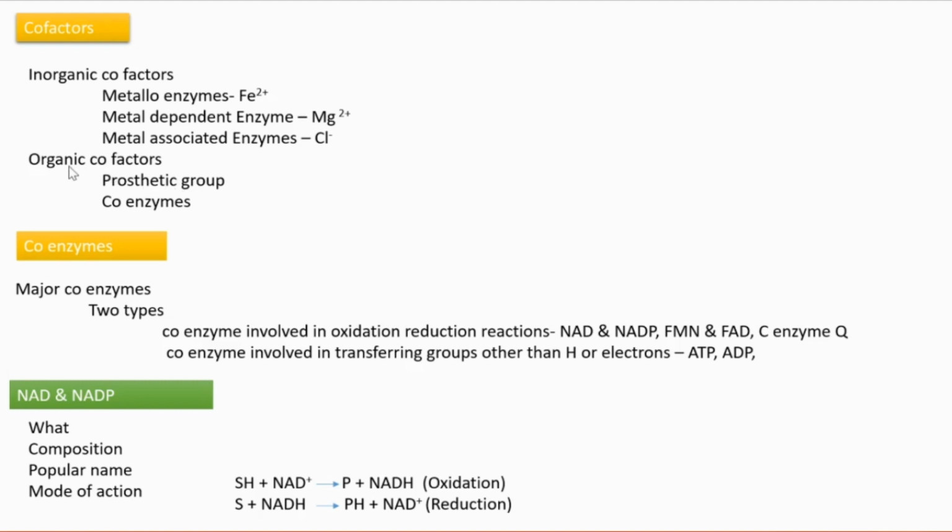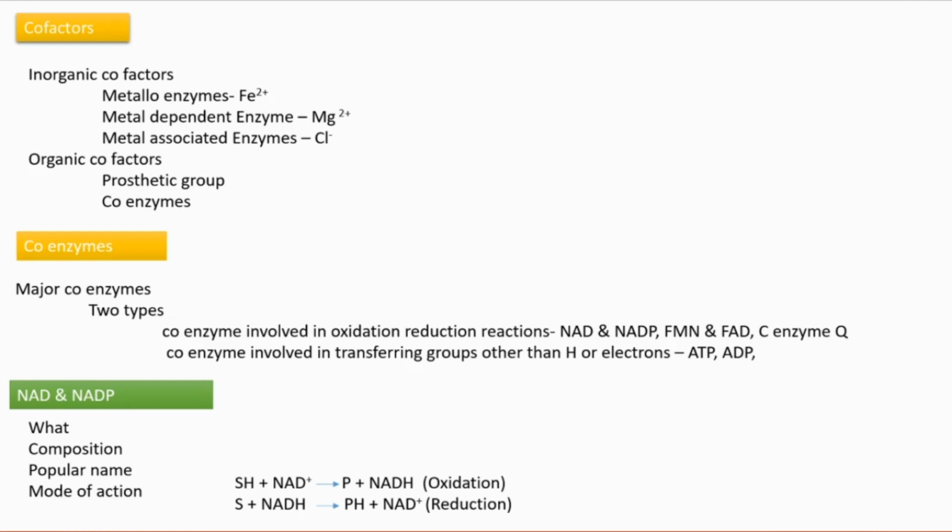Then another type of cofactor, that is organic cofactors. Organic cofactors are classified based on the nature of binding with the enzyme. Organic cofactors are of two types: prosthetic group and coenzymes. Prosthetic group means that the cofactor binds very tightly through covalent bond to the enzyme, and after the reaction it can return to the original state also. The important thing to understand is that a prosthetic group is a cofactor tightly bonded to the enzyme. Coenzymes are non-covalently and loosely attached to the enzymes.